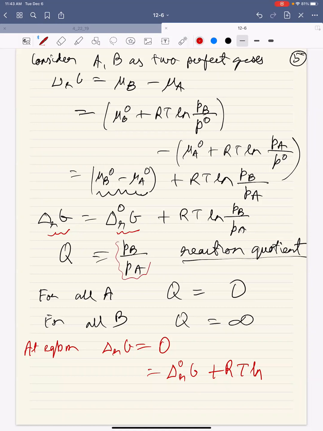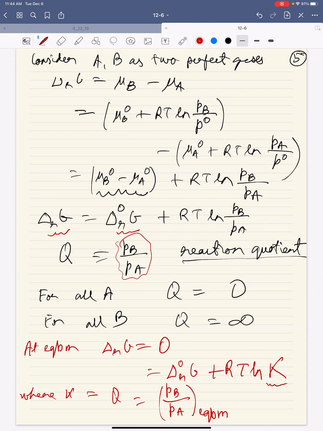However, this reaction quotient changes as the reaction happens, right? If A is decreasing, the partial pressure of A decreases and the partial pressure of B increases. So the value of the reaction quotient at which you obtain equilibrium is known as the equilibrium constant, okay? Where K is equal to Q, the ratio of the partial pressure of B by the partial pressure of A at equilibrium, okay?